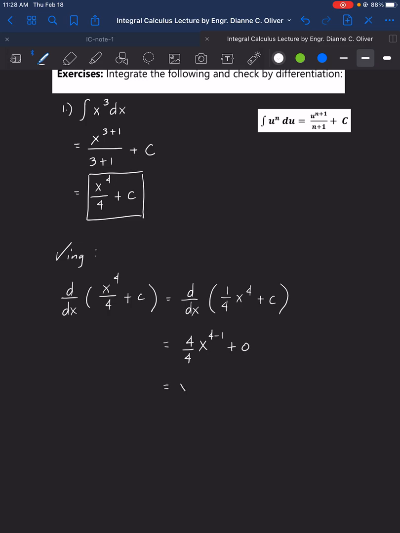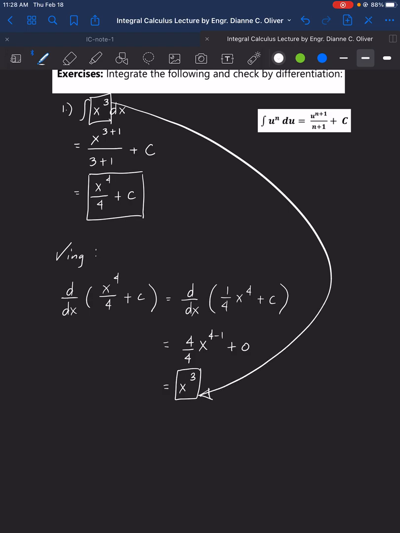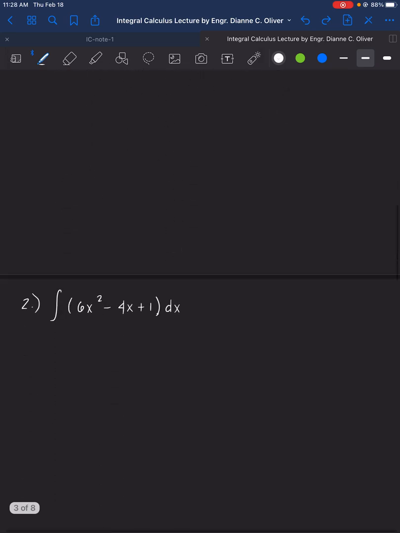So the final answer here is x raised to 3. So notice we were able to get back the original, the given here. If this matches, then be happy, that means it's correct. Now for number 2, we have the integral of 6x squared minus 4x plus 1 dx.